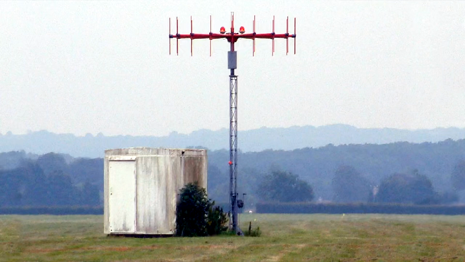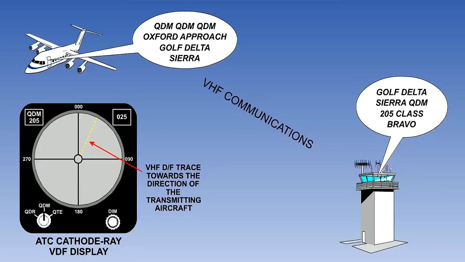This has 4 or more vertical elements, vertically polarized. Here we have an array of elements which are arranged in a circle. The bearing obtained, using the Doppler principle, is displayed either on a cathode ray tube or as a digital readout. Accuracy can be as good as plus or minus half a degree.